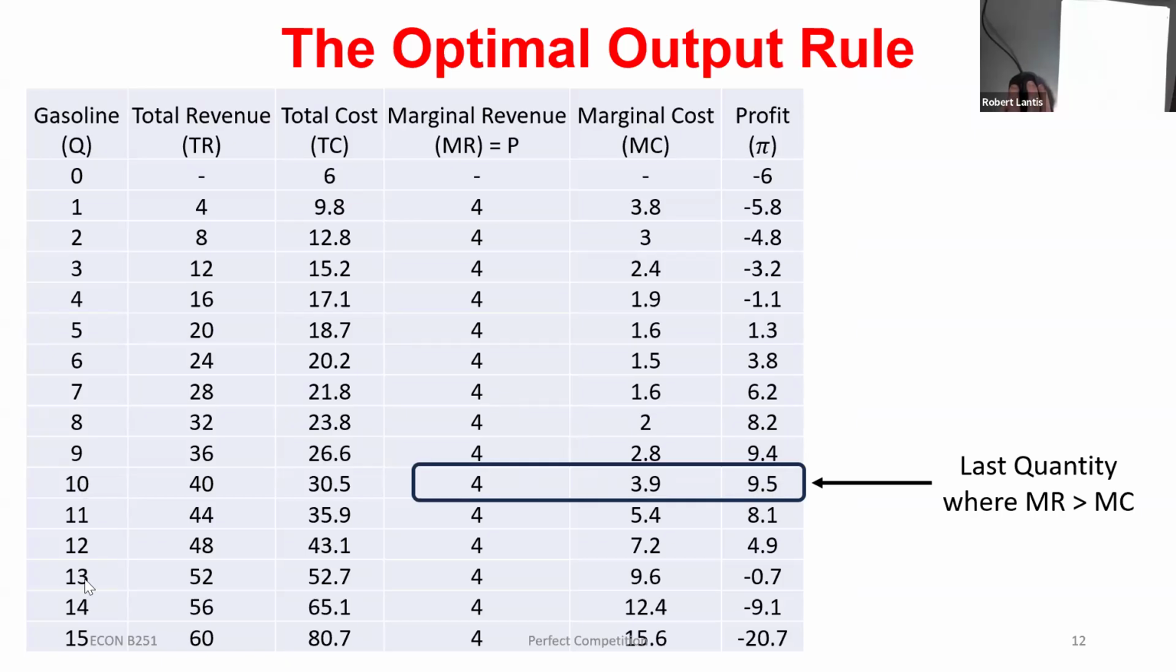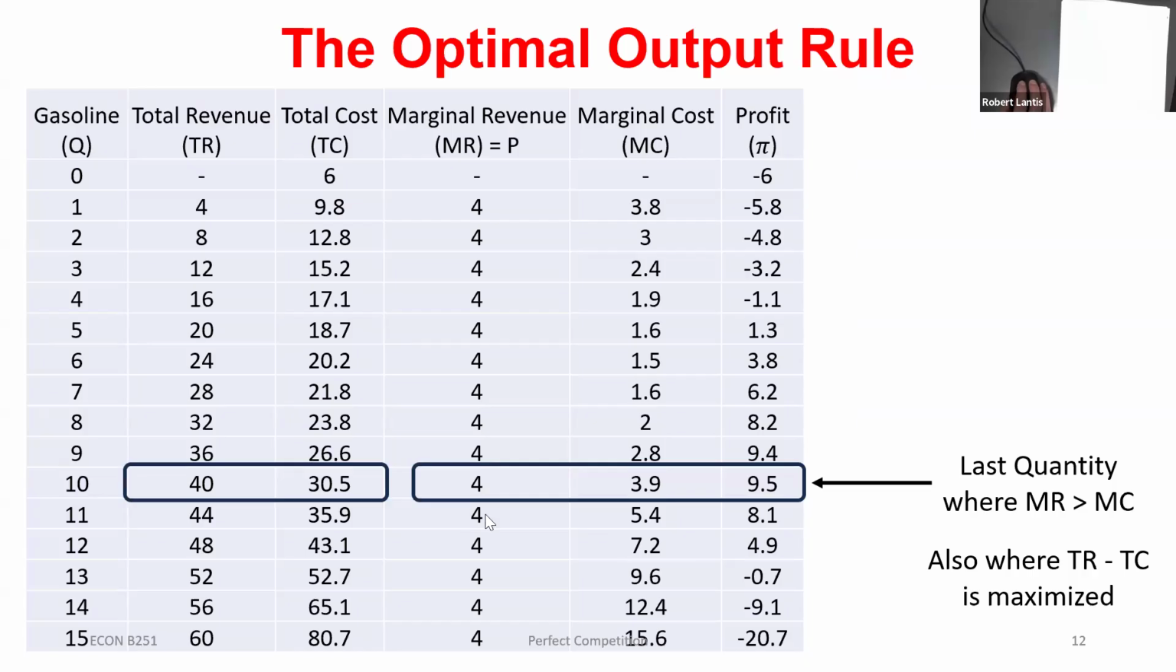If I continue to go past that point, at a quantity of 11, the additional revenue I'm making from the 11th unit is $4, but it's costing me an additional 5.4. So what have I done to profits? I've decreased it by $1.40. So as soon as marginal revenue is less than my marginal cost, now my profits are going to be going down. So that point where total revenue minus total cost is maximized is going to be that last quantity where marginal revenue is greater than my marginal costs.